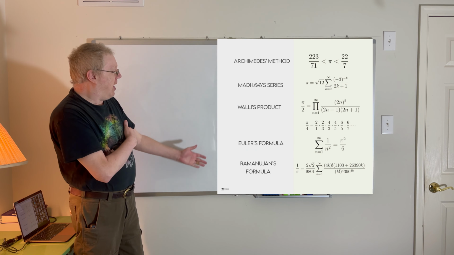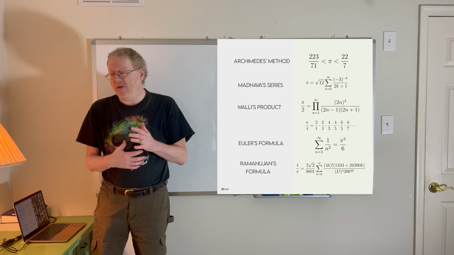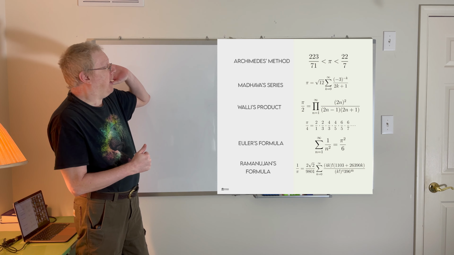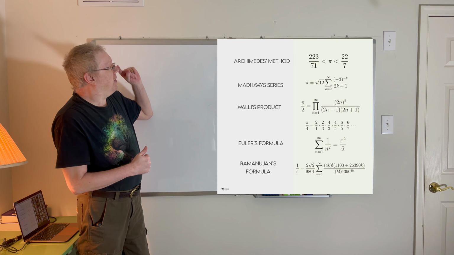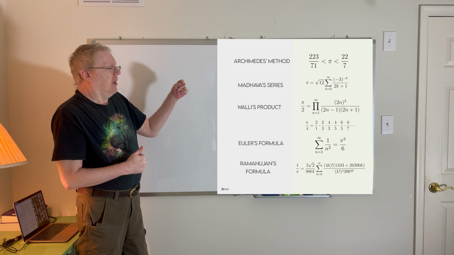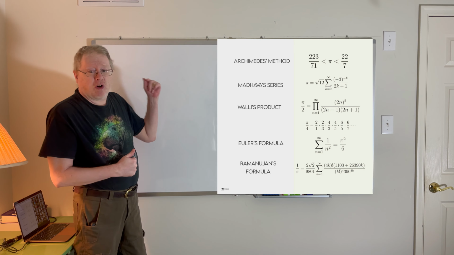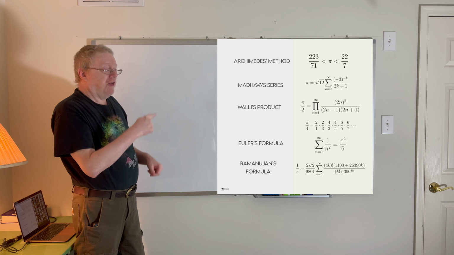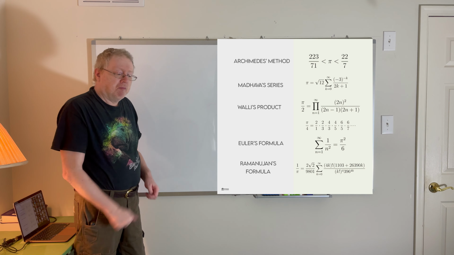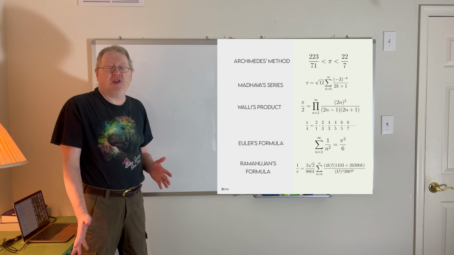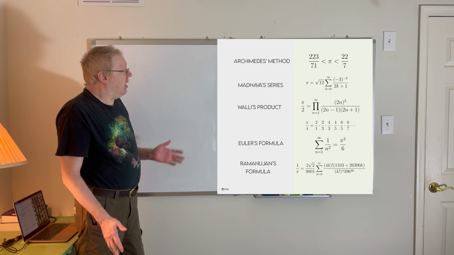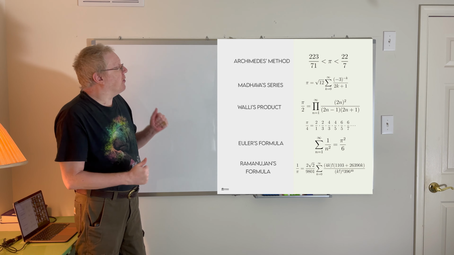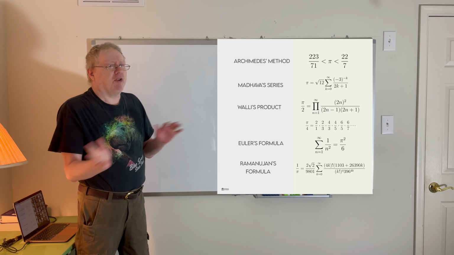As you can see, over time there were different ways of computing it. From Archimedes' method, where he basically circumscribed and inscribed a circle with polygons. The polygons, he could calculate their circumference quite easily. And from that, he could work out an upper bound and a lower bound for pi. That was a very long time ago.